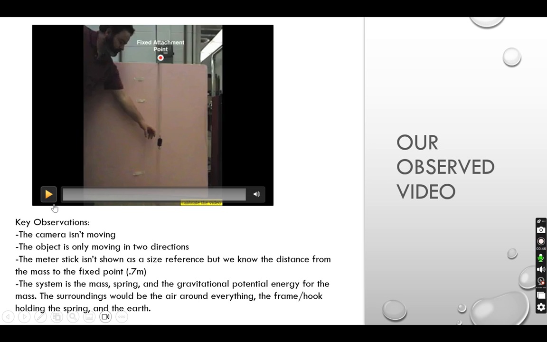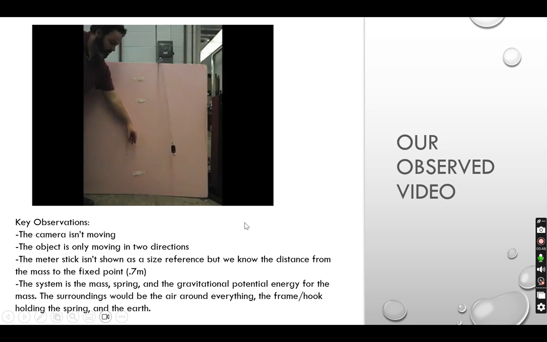Our observed video that we used was this one shown here. I'll play it just in case you haven't seen it. Some key observations to be made are that the camera isn't moving and the object is only moving in two directions. The meter stick isn't shown as a size reference, but we know the distance from the mass to the fixed point is 0.7. The system is the mass, spring, and the gravitational potential energy for the mass, and the surroundings would be the air around everything, the frame or hook holding the spring, and the earth.